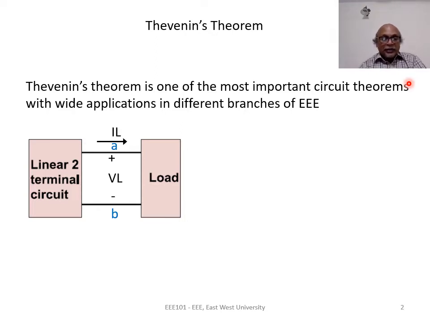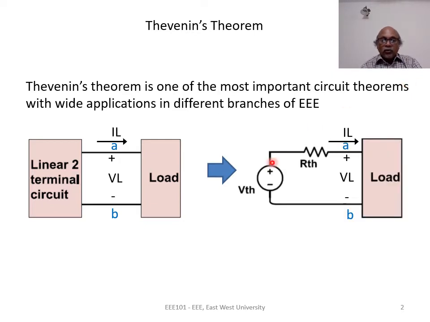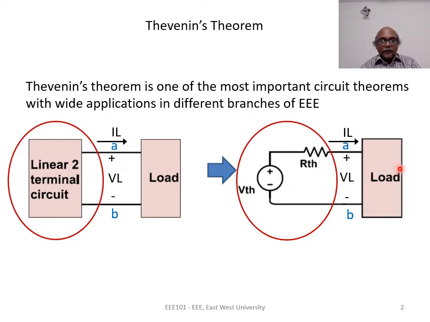Thevenin's theorem says that this linear two-terminal circuit can be replaced by an independent voltage source VTH in series with a resistance RTH. If this two-terminal circuit and the voltage source in series with the resistance are equivalent, then for both cases the load voltage VL will be the same and the load current IL will be the same.